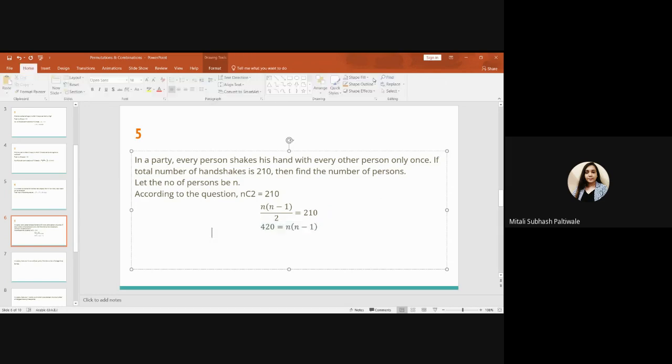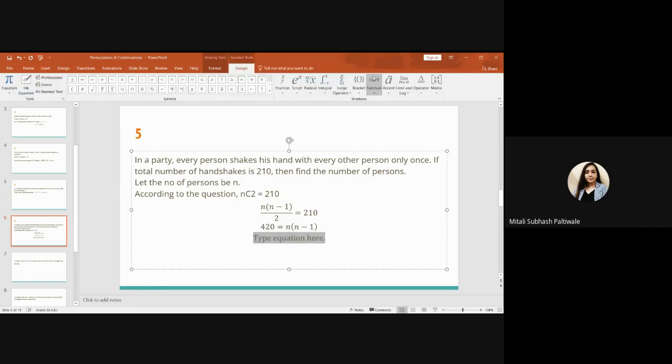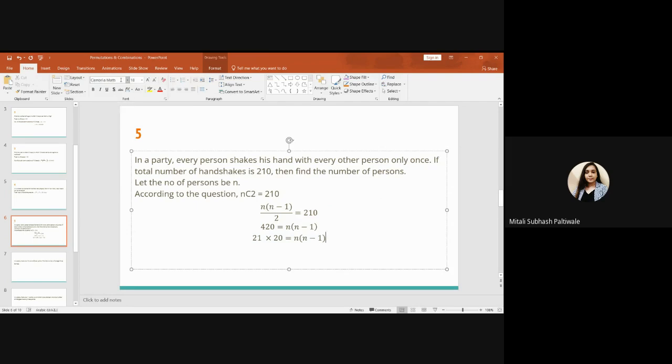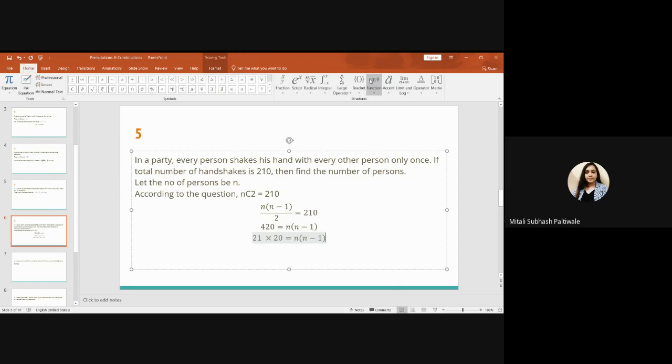Now, which is equal to, simply, if I'll be solving this one, so this will become 21 into 20. Now this is equal to n into n minus 1, sorry. This is the equation. Now let us get ahead and see what exactly n means.